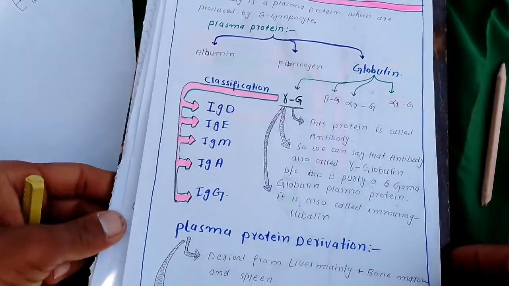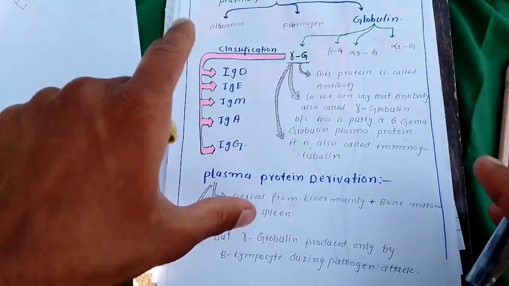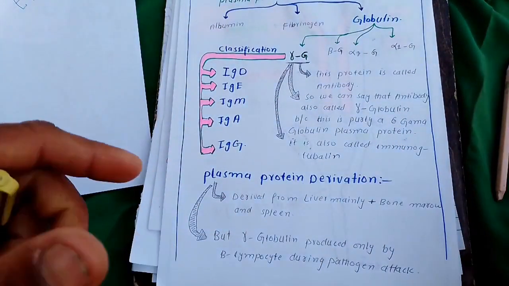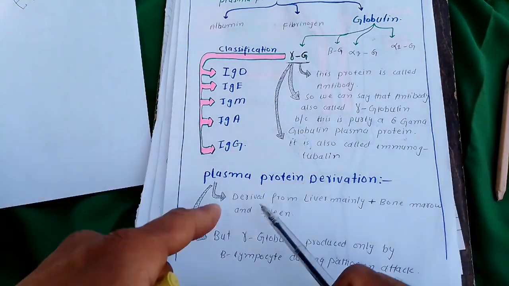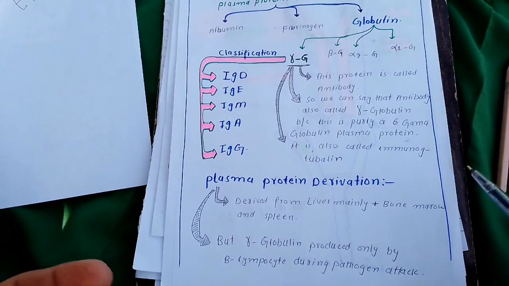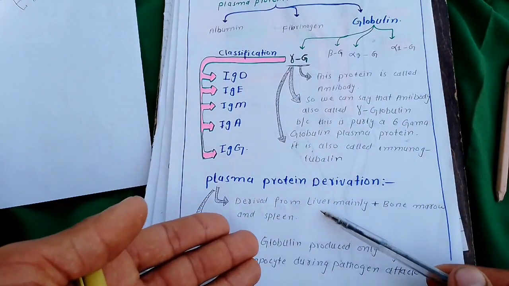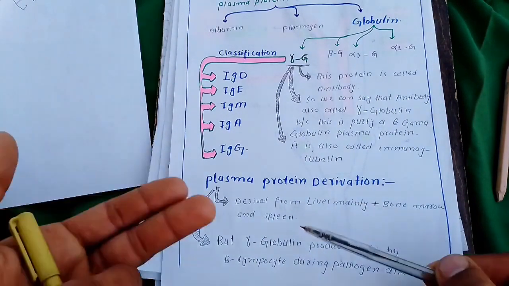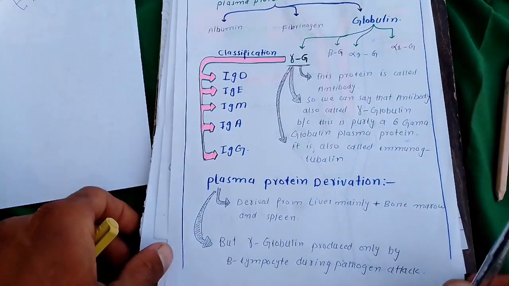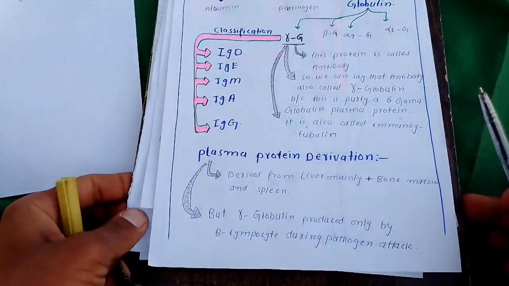But okay. Where is plasma protein produced? Antibody is clear. Antibody is a plasma protein which is produced by the B lymphocyte. Where is plasma protein derived? Plasma protein is derived from the liver mainly. Plasma protein is mainly produced by the liver, bone marrow, and spleen. But gamma globulin is a plasma protein which is produced by the B lymphocyte.